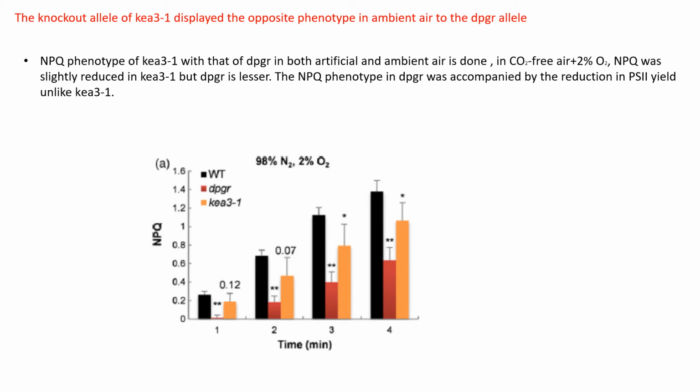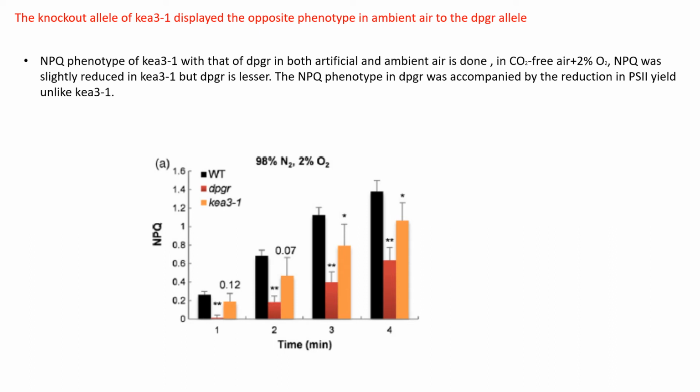To remind you briefly, the KEA3-1 allele is a knocked out allele of KEA3, which means it gives rise to plants that would not have the KEA3 antiporter. Whereas the DPGR allele is the allele that would cause phenotypes to have the KEA3 protein but not function as much as KEA3 would.